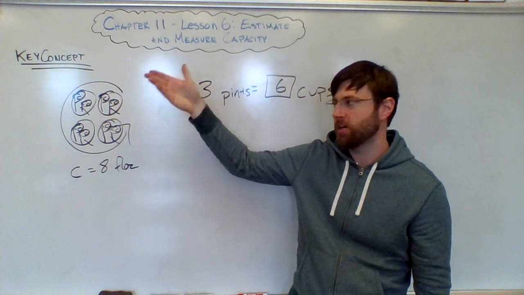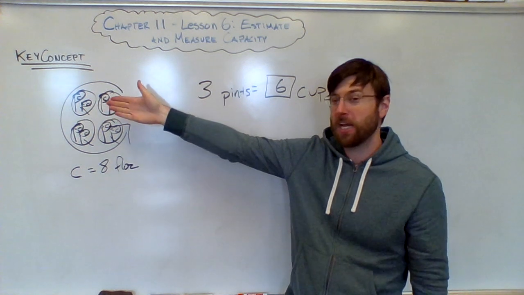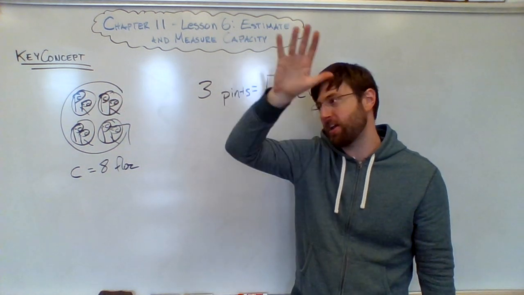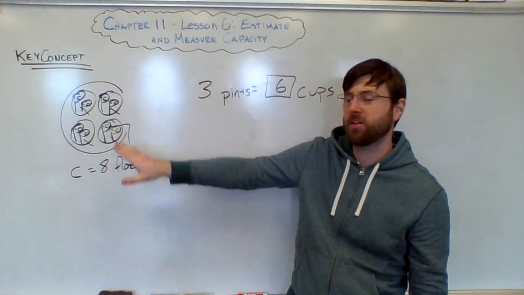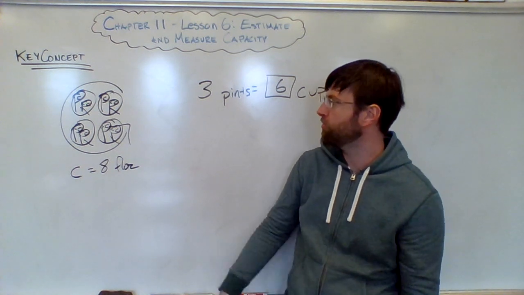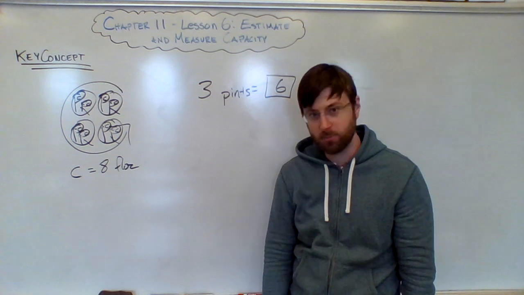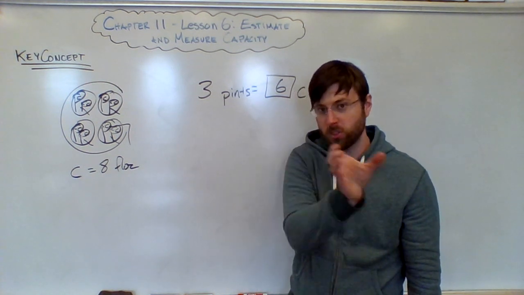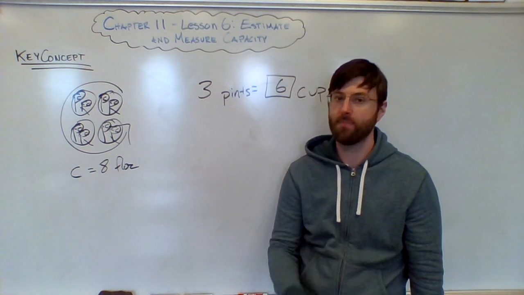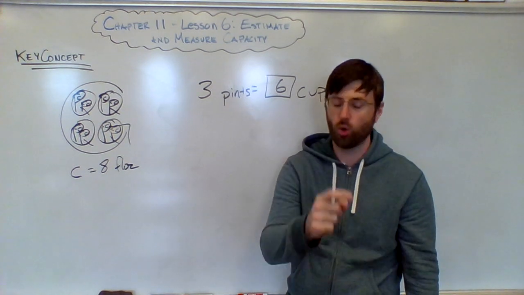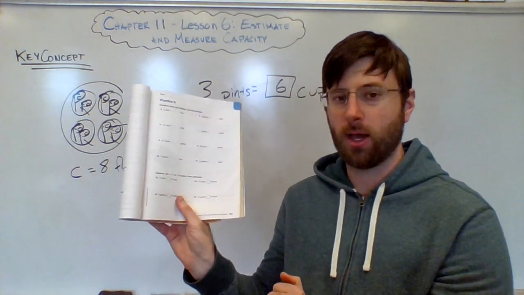The picture is really what I want you to understand anyway as a 5th grader, that understanding of actually how things fit together. So you've got 3 of your little milk containers. Each one of them has 2 cups of milk in it. So that's 2, 4, 6 cups of milk. Got it? Cool. Finish this page.